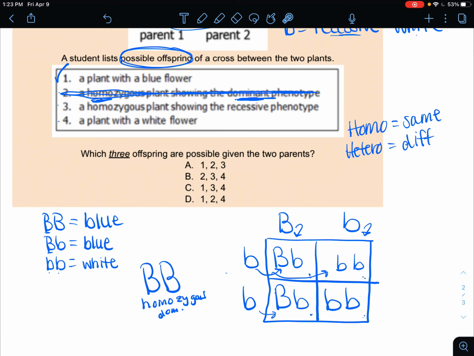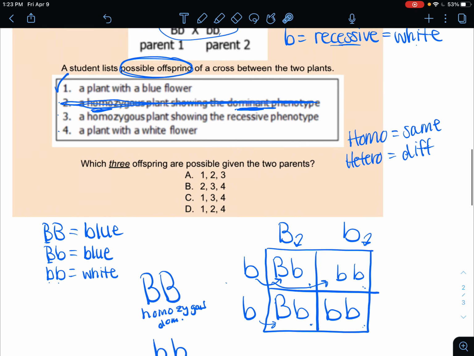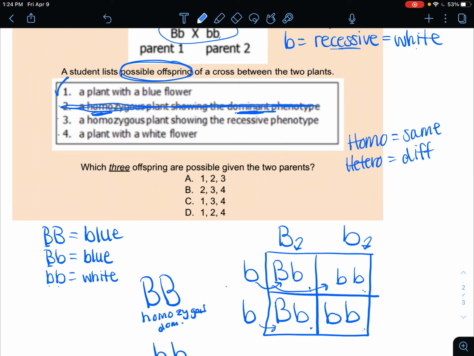There's a homozygous again, but we're showing the recessive phenotype. So since recessive is lowercase, we want to have 2 lowercase. So lowercase b for recessive homozygous. Do we have any of those? Oh, yes, we do. We got a little b, and a little b. So that is definitely possible. So I like choice number 3. Congrats, number 3. You made the cut.